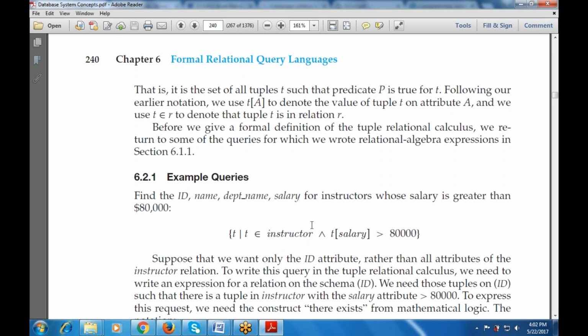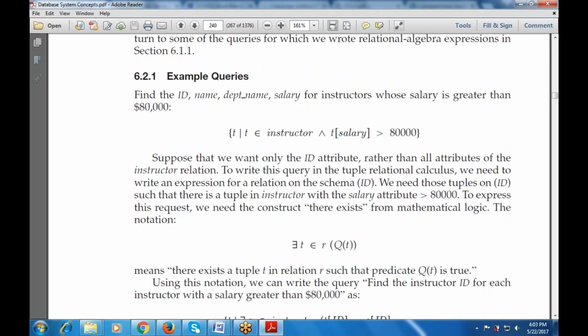Now suppose that we want only the ID attribute rather than all the attributes of the instructor relation. To write this query in the tuple relational calculus, we need an expression for a relation on the schema with just the ID. So we need only those tuples on ID such that there is a tuple in instructor with a salary attribute greater than 80,000. To express this request, we need the construct 'there exists' from mathematical logic.